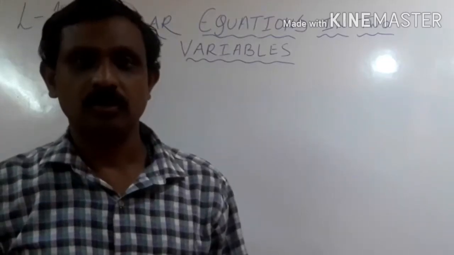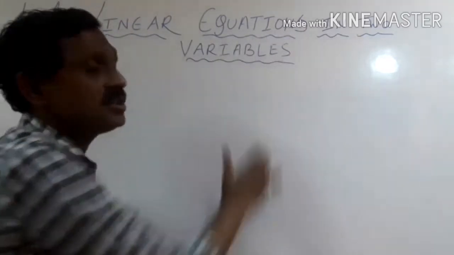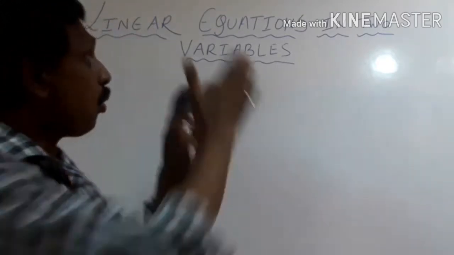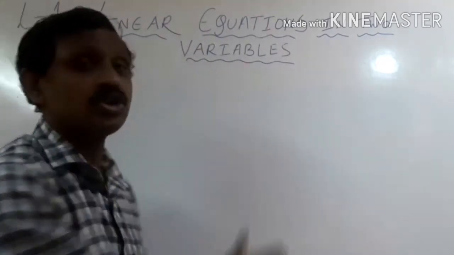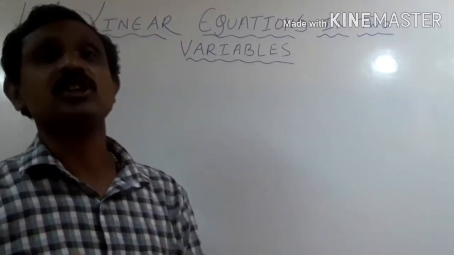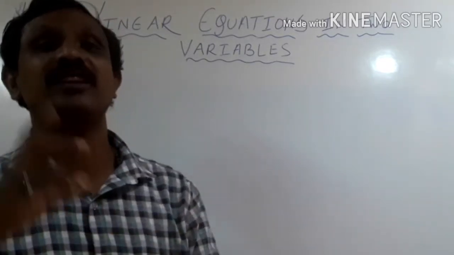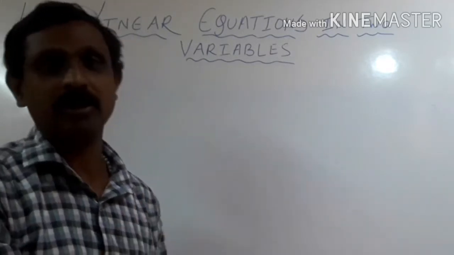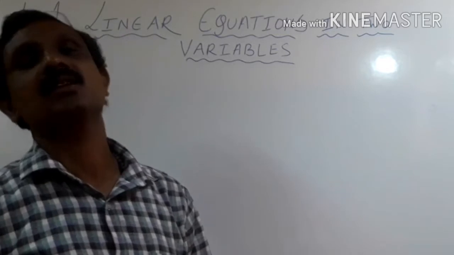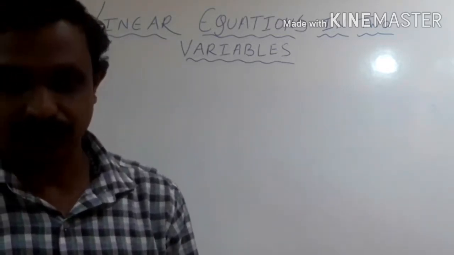Hello children, today's topic is lesson number 1, linear equations in two variables. So let's start with what is a linear equation in two variables? An equation which contains two variables and the degree of each term in the variable is 1. Such an equation is called as a linear equation in two variables.